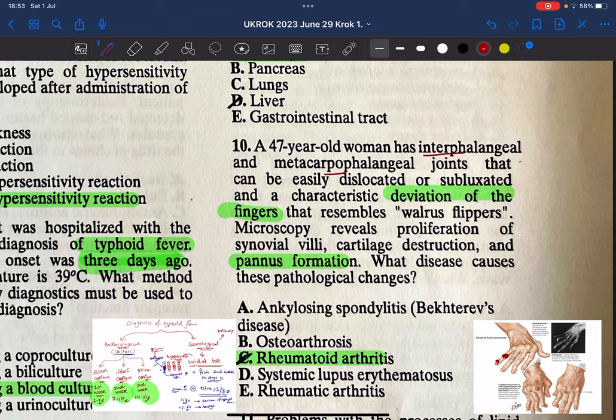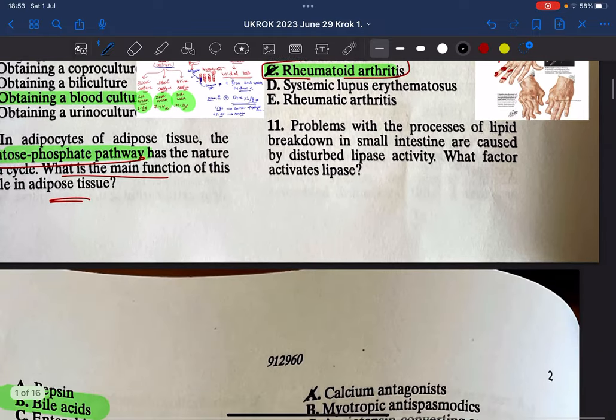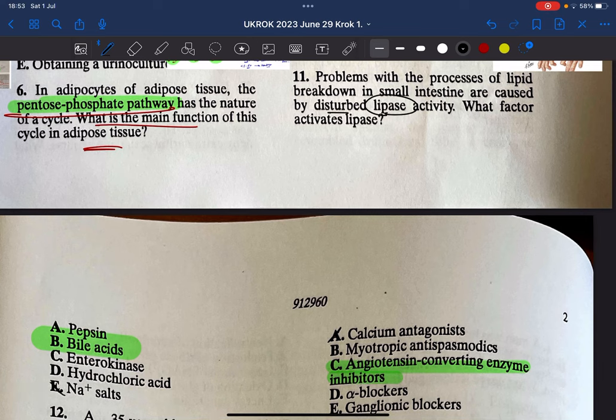Here a new question about someone who has a problem with the interphalangeal and metacarpophalangeal joints. These are the small joints in the hands, and they have deviation of some type like this. They are deviated, turned to the side, and pannus formation is seen microscopically. These are all signs of rheumatoid arthritis, an autoimmune disease that affects the small joints, and can lead to deviation of the fingers like here, and pannus formation.